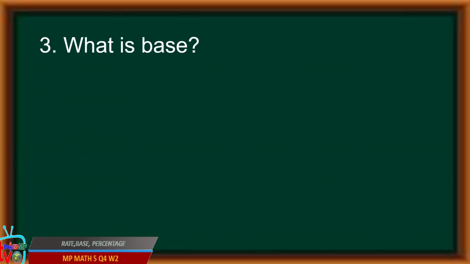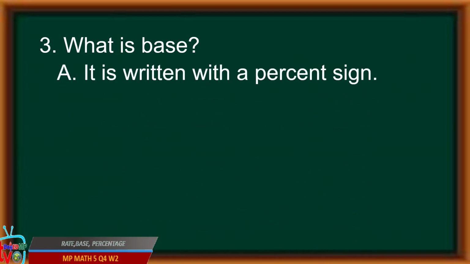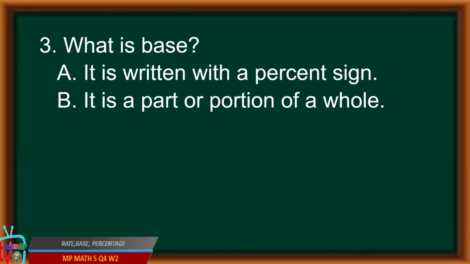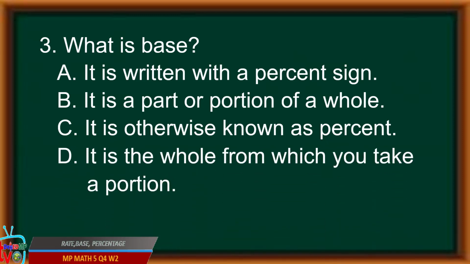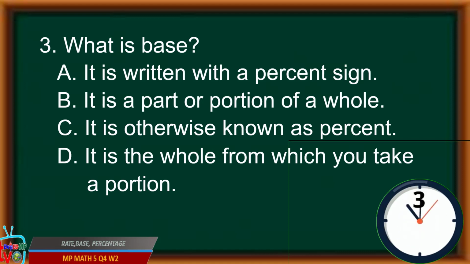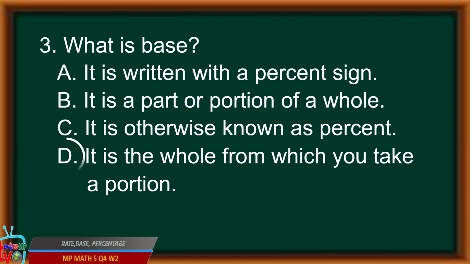Number 3. What is base? A. It is written with a percent sign. B. It is a part or portion of a whole. C. It is otherwise known as percent. And D. It is the whole from which you take a portion. The correct answer is D. It is the whole from which you take a portion.